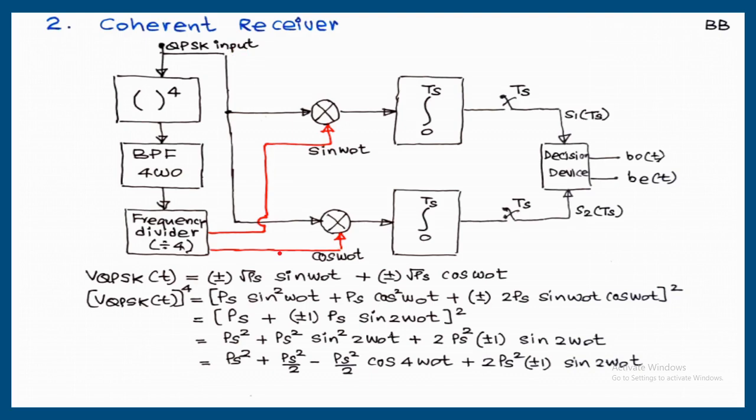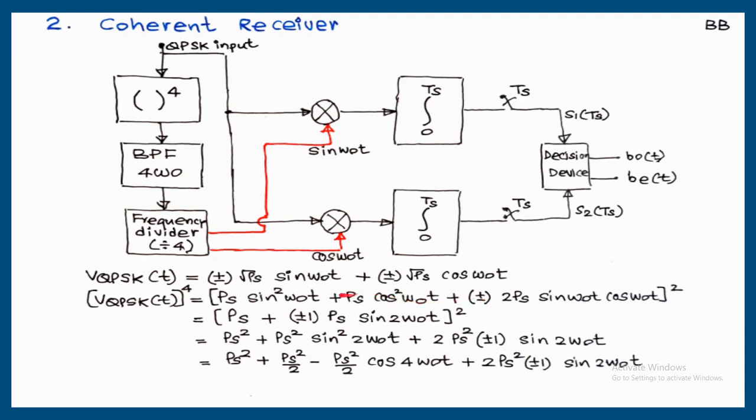Here I am showing how the carrier is going to be regenerated. The received signal is plus or minus 1 root PS sin omega 0t plus or minus 1 root PS cos omega 0t. That's a received signal. The received signal is first squared here. A square plus B square plus 2AB. So A square is PS sin square omega 0t. B square is PS cos square omega 0t, plus 2AB, that is plus or minus 1 into 2 PS sin omega 0t cos omega 0t.